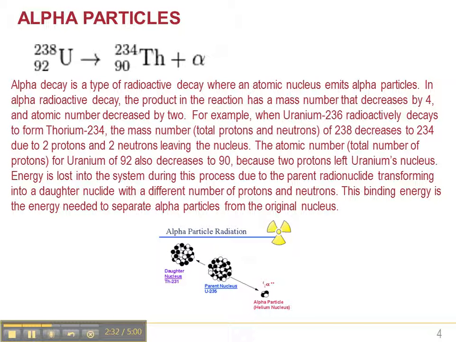The atomic number, which is the total number of protons for uranium, of 92, also decreases to 90, because 2 protons left uranium's nucleus. Energy is lost into the system during this process due to the parent radionuclide transforming into a daughter nuclide with a different number of protons and neutrons. This binding energy is the energy needed to separate alpha particles from the original nucleus.